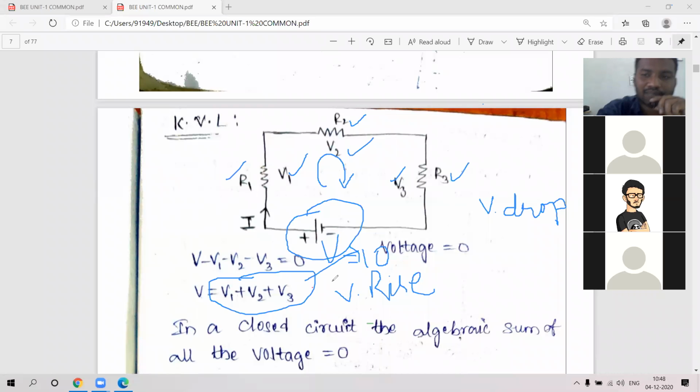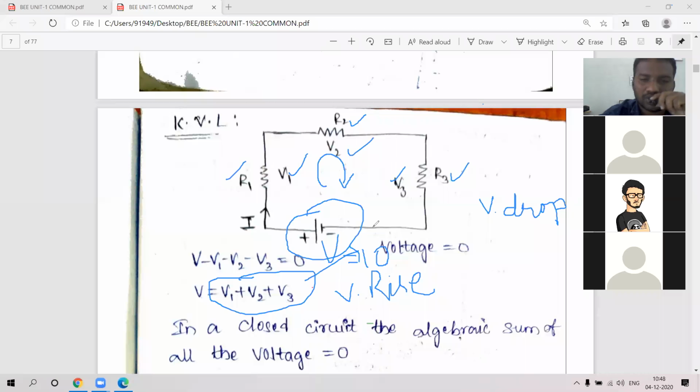So I have indicated the current direction here from positive. From this, current is flowing. Is there any other path to divide current? Is there any other circuit here? No, only one closed circuit is there. So only a single current will be flowing in this path. Path is nothing but just like a road.